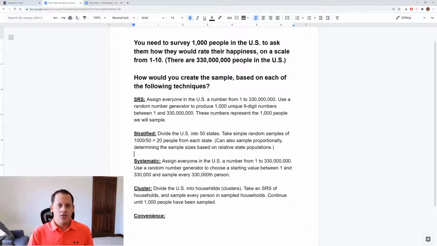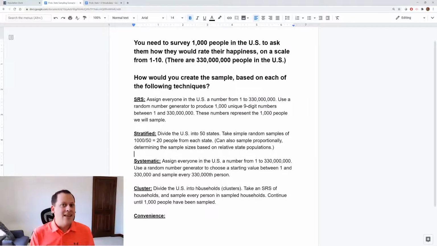Why are the clusters so small? Why did I choose them to be so small? Couldn't we just use states again as our clusters? Well, remember, for cluster sampling, you divide the population into your clusters, you sample the clusters, and then if a cluster is in your sample, you sample every individual in the cluster.